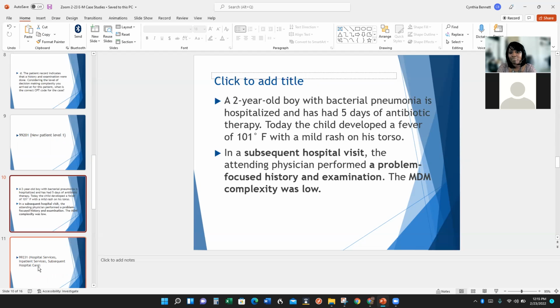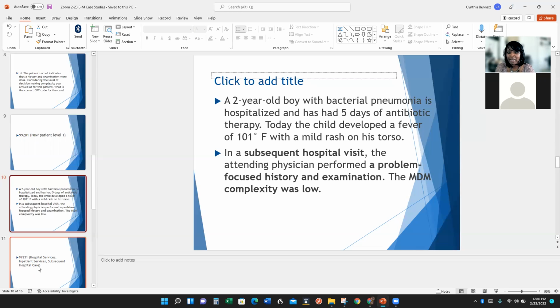So in this next example, it's a 2-year-old boy with a bacterial pneumonia, and they're in the hospital. So that's the first thing we notice, that we're going to be looking for a hospital visit, because what? They told us the location is in the hospital. So we know, don't even look at new codes. Don't look at anything that has to do with the office. We can now only focus on those codes that are related to inpatient, because we've already identified that the patient is hospitalized.